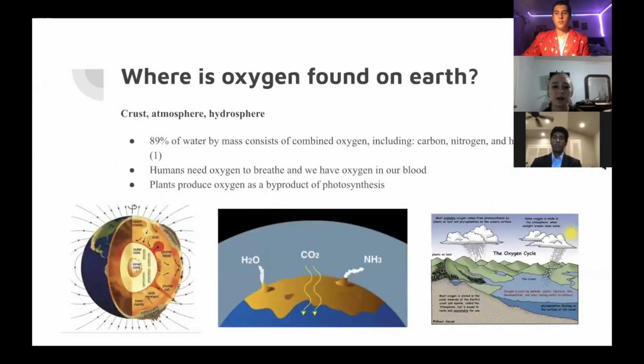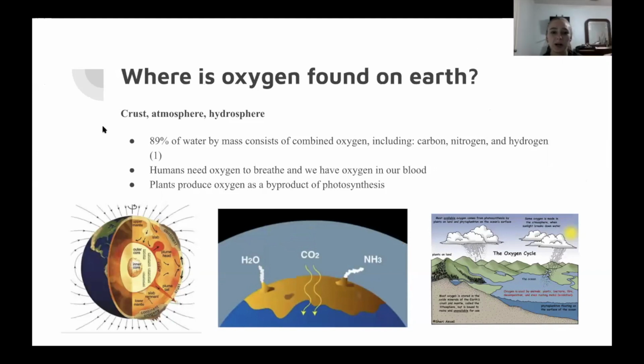So where is it found on Earth? Like I said, it's found in the crust, the atmosphere, and the hydrosphere. 89% of water by mass consists of combined oxygen, including carbon, nitrogen, and hydrogen. And humans need oxygen to breathe, and we have oxygen in our blood.